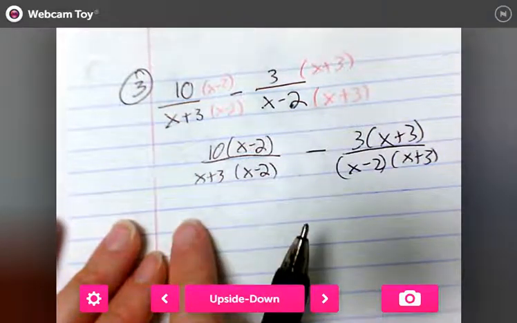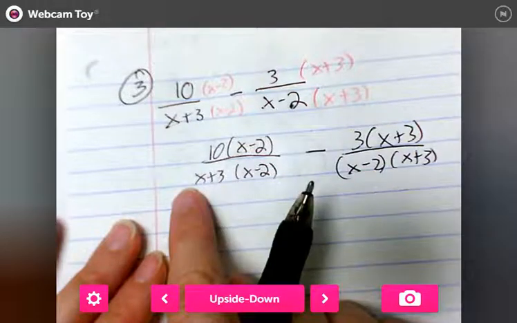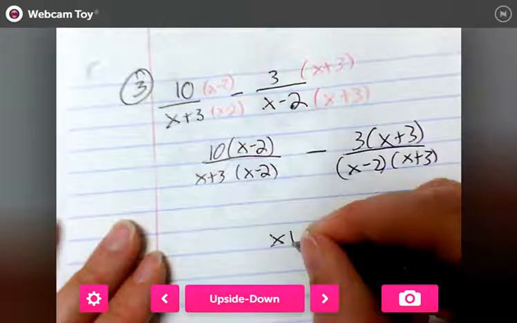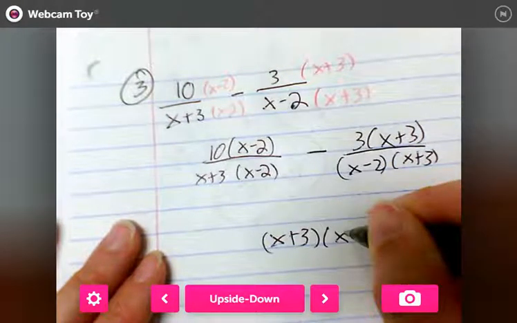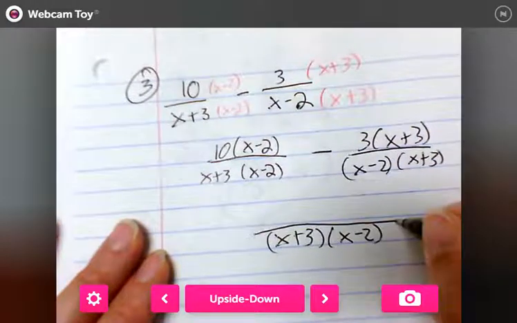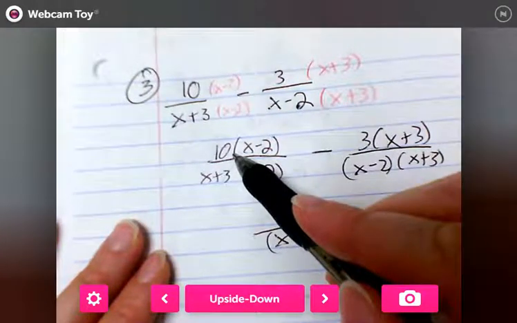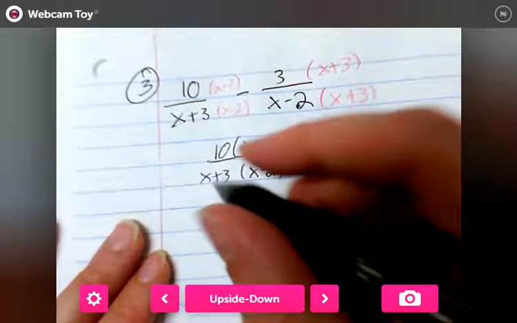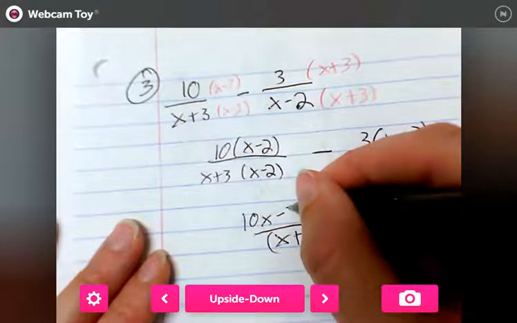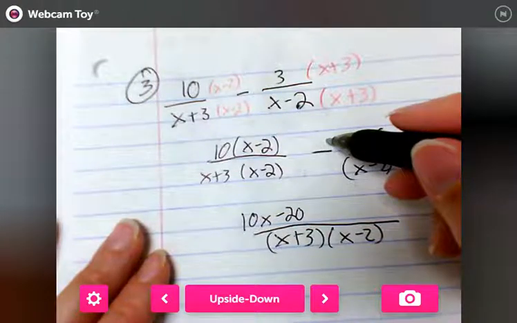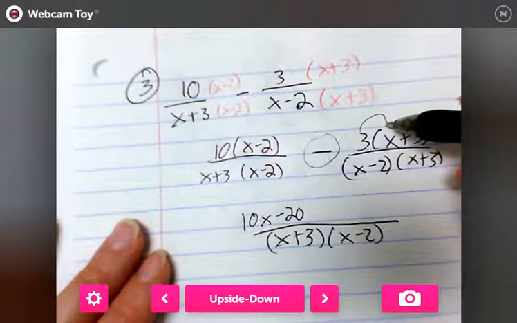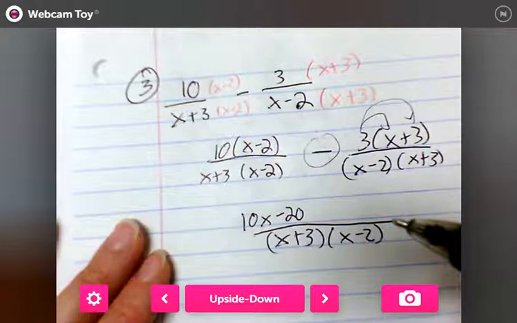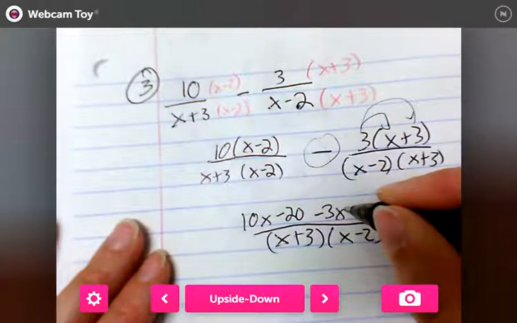I know that they're like flip this, but they're the same, right? We've got x plus 3, x minus 2. All right. The top is where we get a little complicated. So the first thing I'm going to do is distribute this. So I get 10x minus 20. And then I'm going to take this negative with me when I distribute. So I'm going to get negative 3x minus 9.